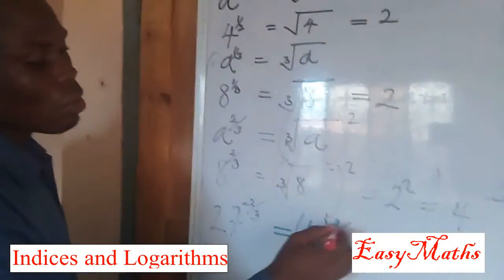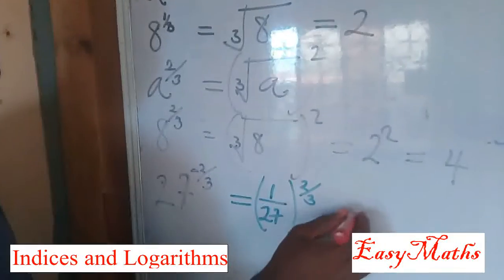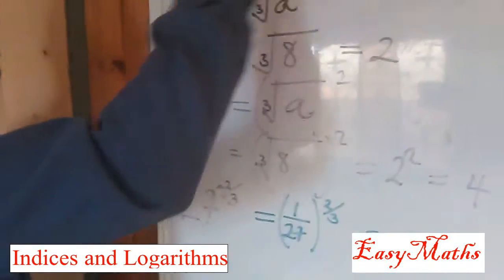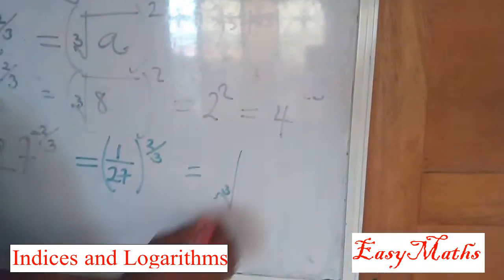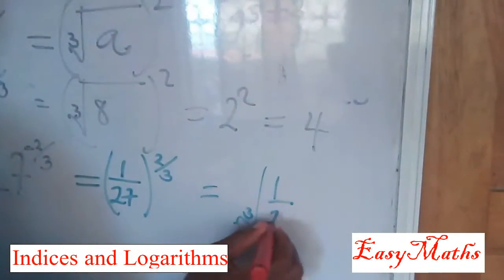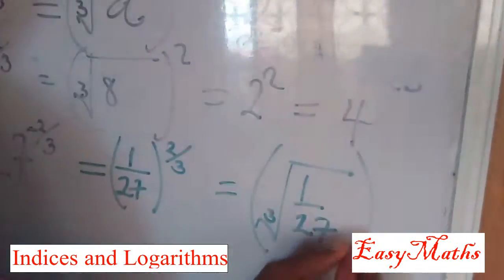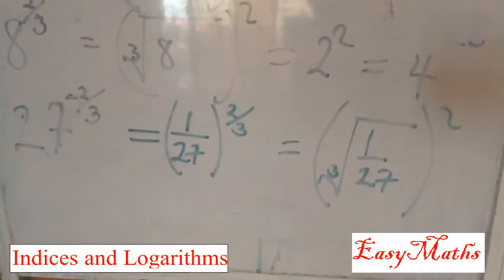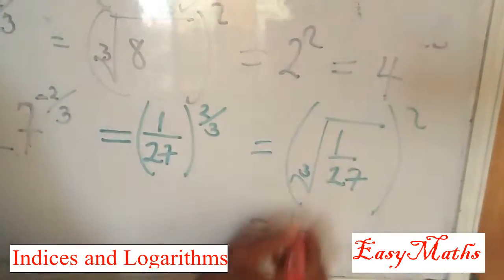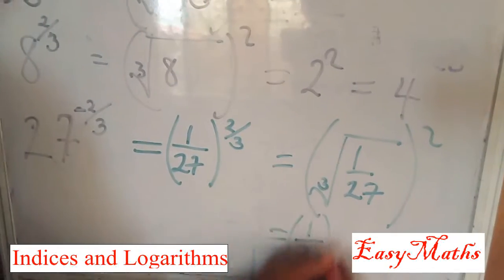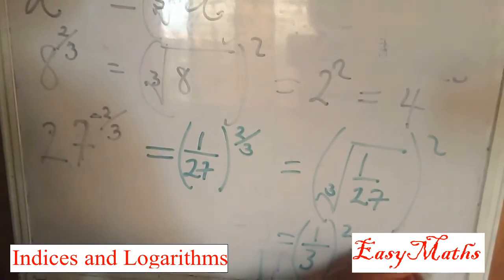You have 2 over 3, right? Now that you have gotten rid of the minus, you can apply the fractional index law to it. That will give you the third root of 1 over 27, all raised to power of 2. So the third root of 1 is 1, and the third root of 27 is 3. When you raise it to power 2, you have your answer to be 1 over 9.